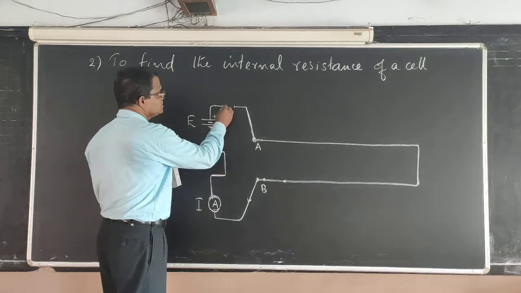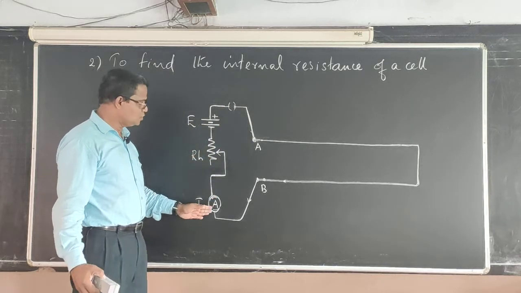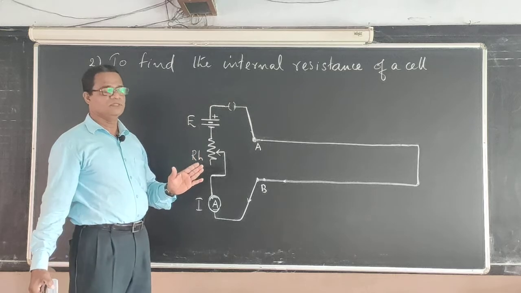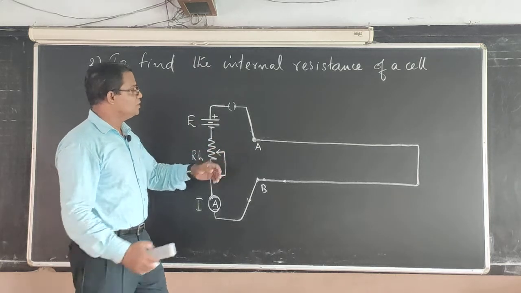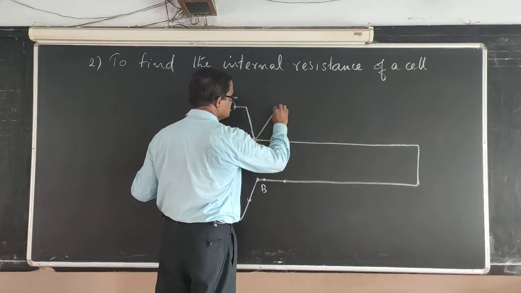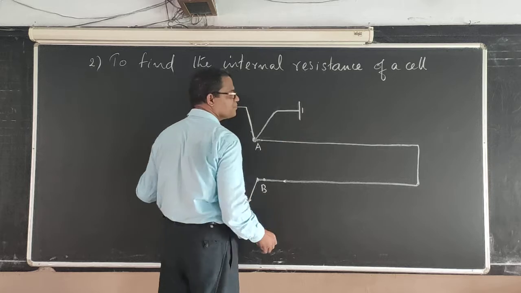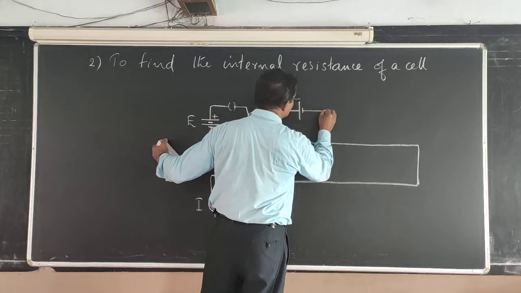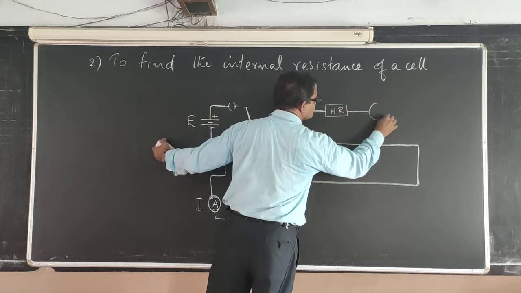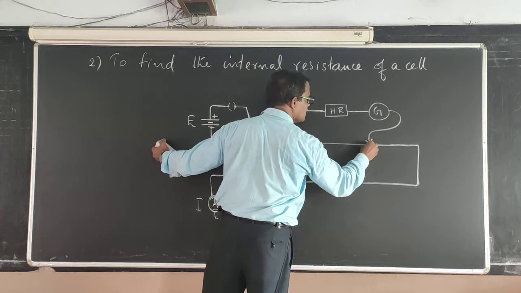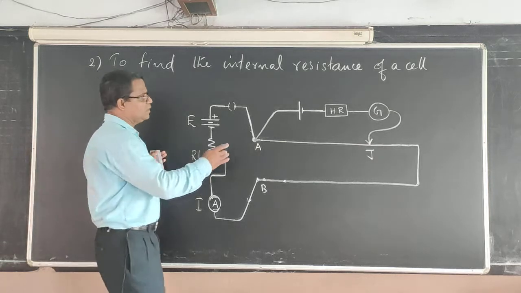So let's make the connections for that. Basic connections are already set here. As I told you, the primary part will always be the same. Therefore, I am not going to change those things. Then, to determine the internal resistance of a cell, we have to consider a cell and a high resistance, then a galvanometer and jockey. This is the basic connection for that one.